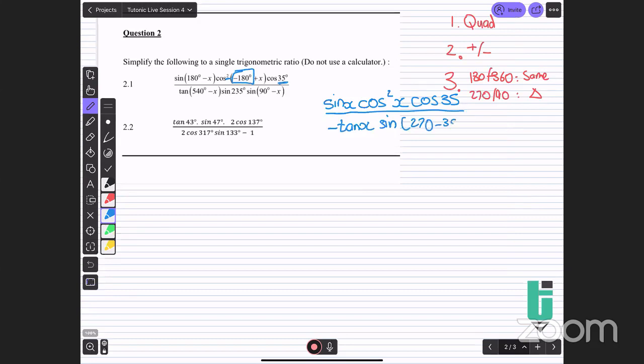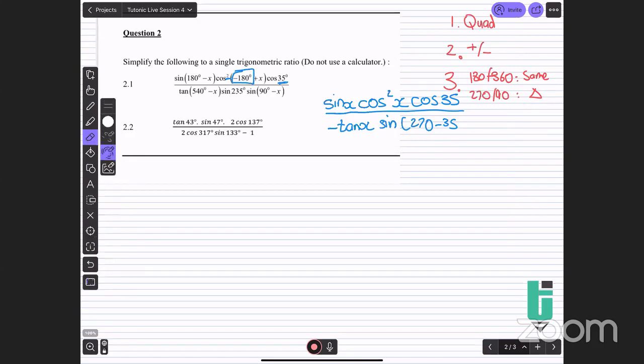So 270 minus 35, but which quadrant is that in? 3rd. 3rd, so it won't be sine 35, eh? It will be negative sine 35. No, won't it be 270? It's 270, so it's going to be cos. Oh, cos. Negative cos.